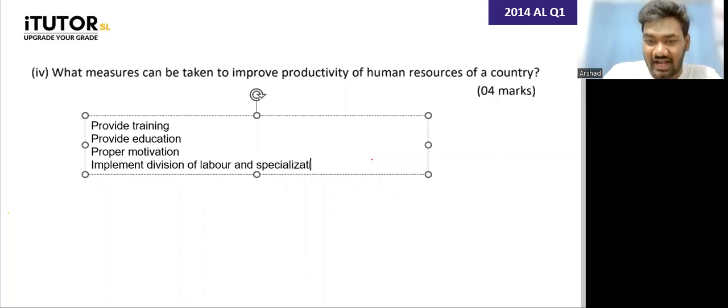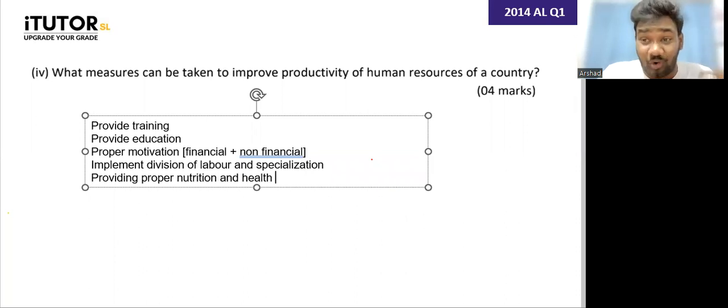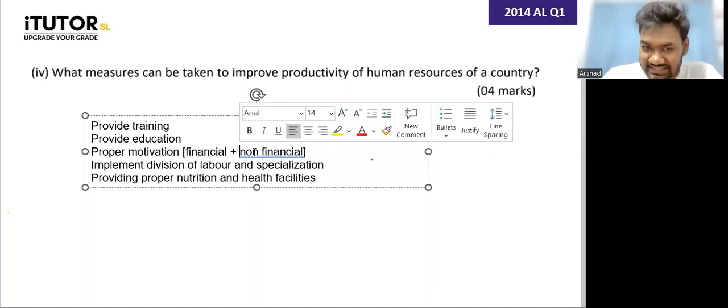That will also improve the productivity of the people. So under motivation, you can have paying more wage, encouraging the people. So we'll have financial plus non-financial. What about their health, guys? Providing proper nutrition and health facilities. Only if they are healthy and nutritious can they do something, right? Under this, you can have insurance and all of that. Job security can come under motivation itself.